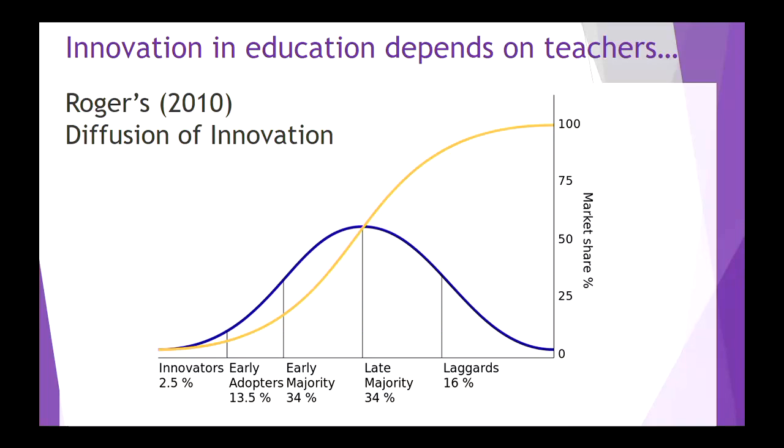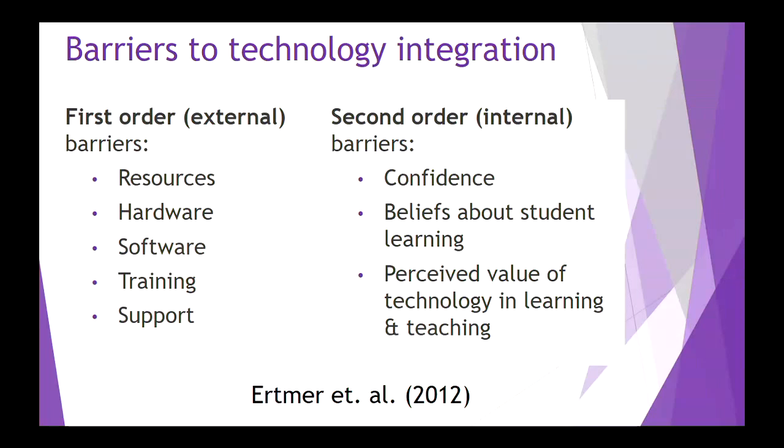Rogers' diffusion of innovation theory talks about how amongst any teaching population, or population generally, you'll have innovators, early adopters, an early majority, a big late majority, and a lot of laggards. We also have Peggy Ertmer's famous work in education that talks about the first order and second order barriers that often constrain technology innovation.